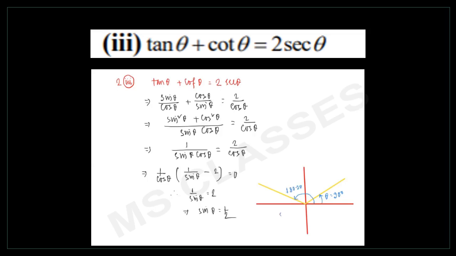Why? Sine 180 minus theta equal to sine theta only. 2 into 90 minus theta, 2 means it will remain as sine. So sine theta is in which quadrant? Second quadrant, sine is positive. So here we can have two solutions, 30 degree and 150 degree. And you can complete this diagram.